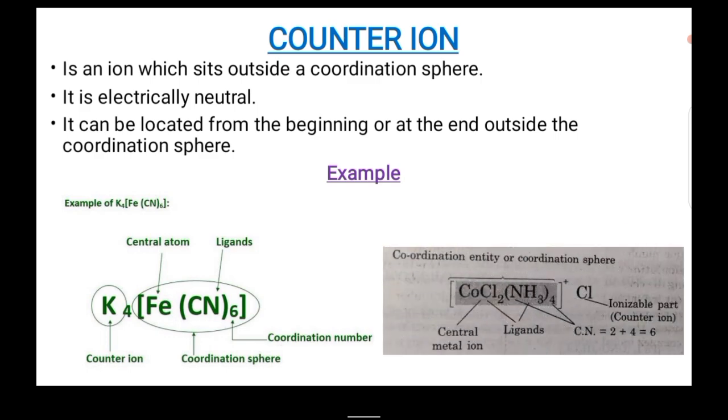We have another example. Chlorine is outside the coordination sphere. We have 2 ligands, chlorine and ammonia, and a central metal ion, which is copper. Chlorine is outside the coordination sphere and has no charge, so it is referred to as a counter ion.